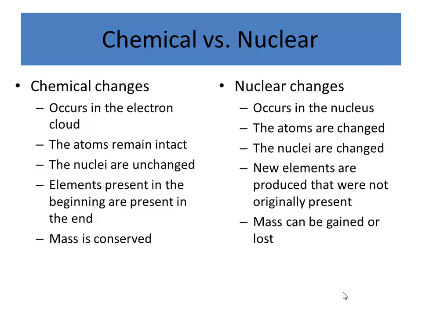In nuclear reactions, they occur in the nucleus. That's why they're called nuclear. The atoms themselves are changed. The nuclei are changed, and we have new elements that are produced. And mass can be gained or lost. So if you think about this in terms of Legos, a nuclear reaction would be like breaking a Lego apart, like one single Lego, and making a new Lego out of that. Whereas chemical reactions are just putting Legos together and taking them apart.